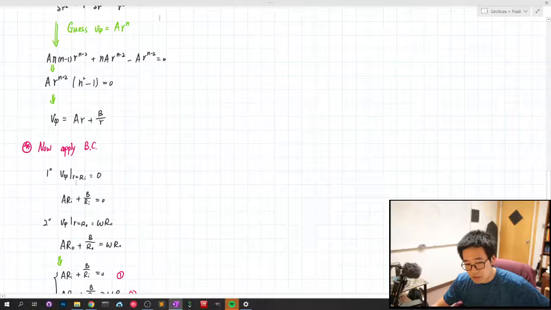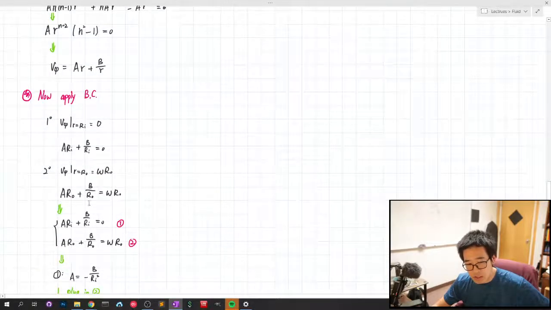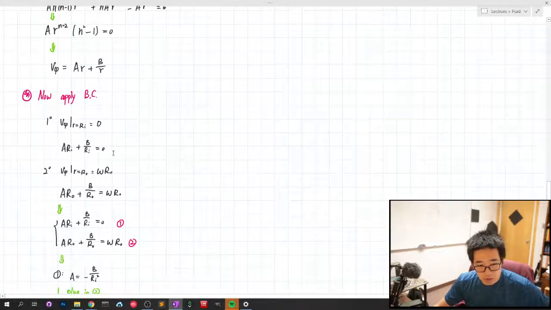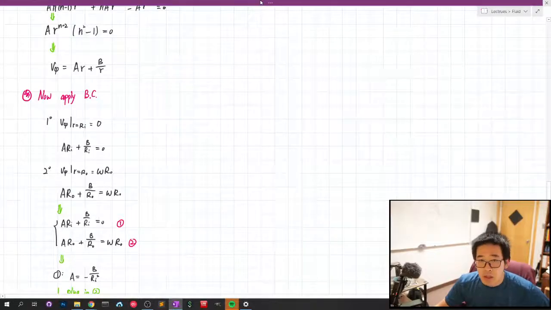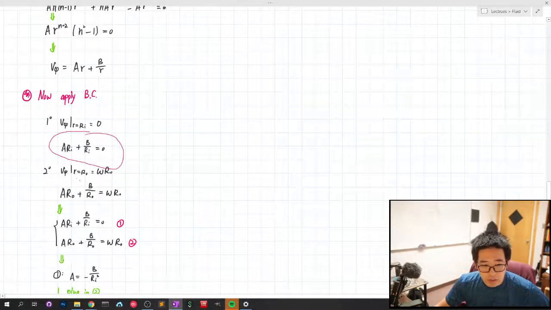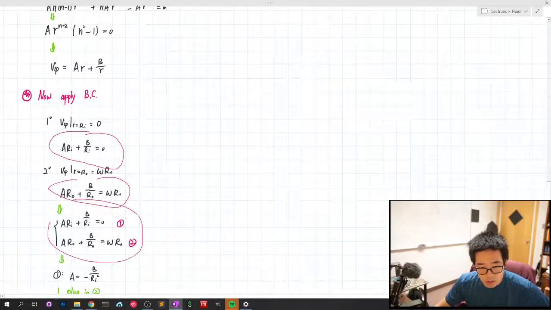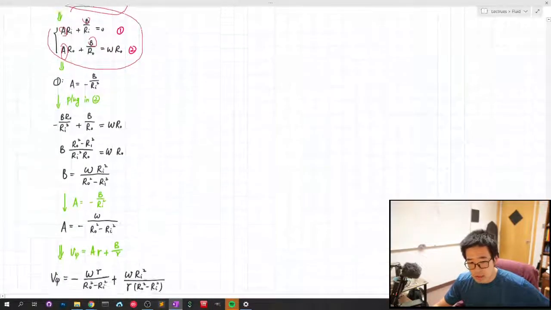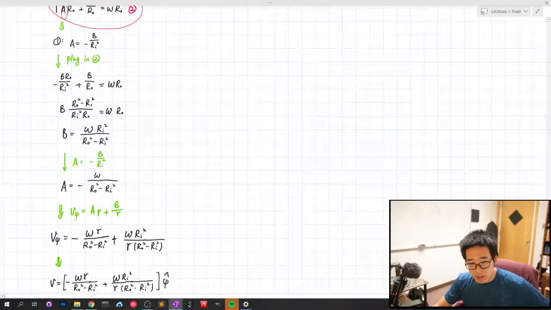In the inner layer it is 0 because it is stationary. We have this. In the outer layer, at r equals Ro, we have those two equations. Based on those two, this boundary condition gives us both. We solve for basically two unknowns, A and B, and two equations is solvable. So we solve for A and B, plug back into this expression, and we end up with the final answer.